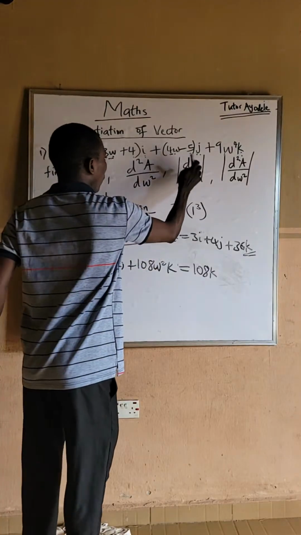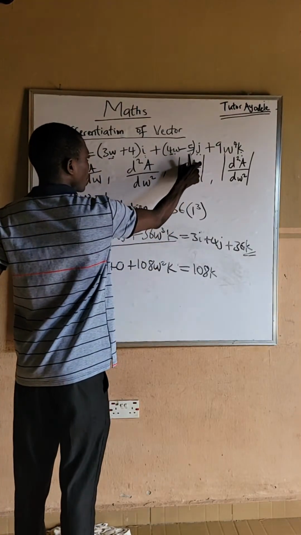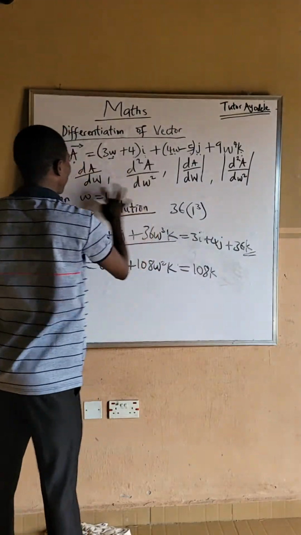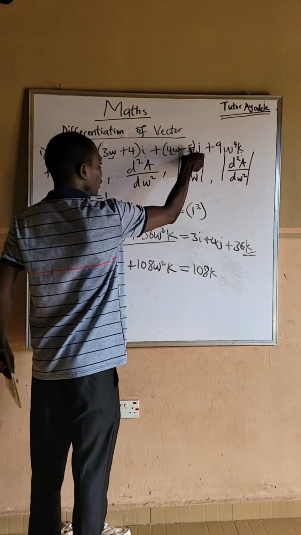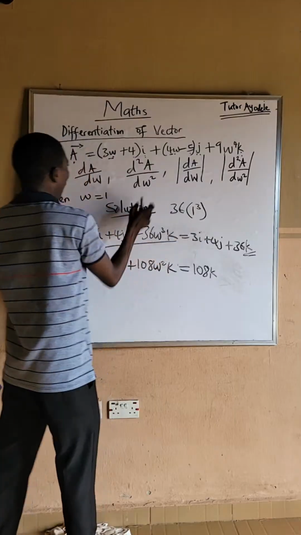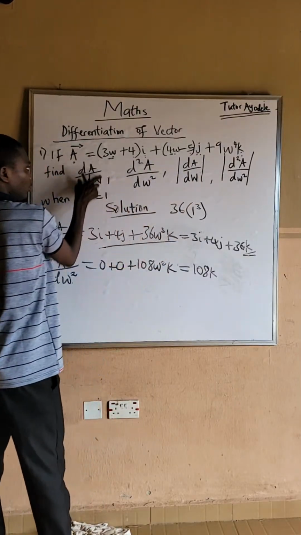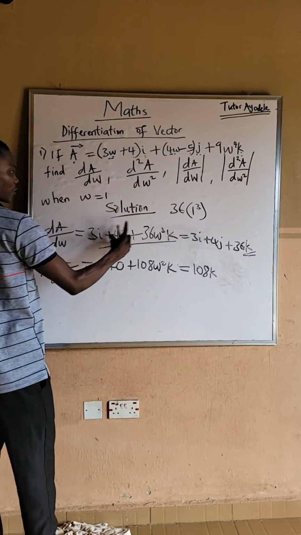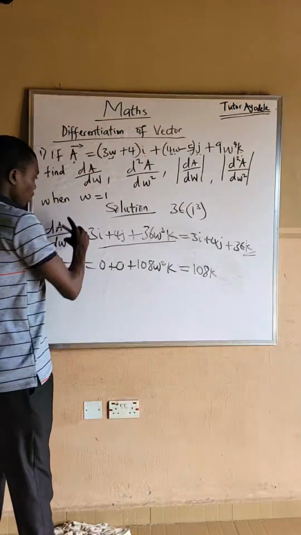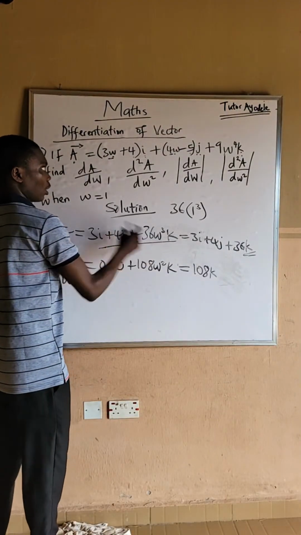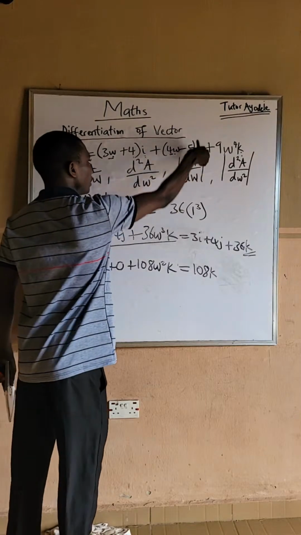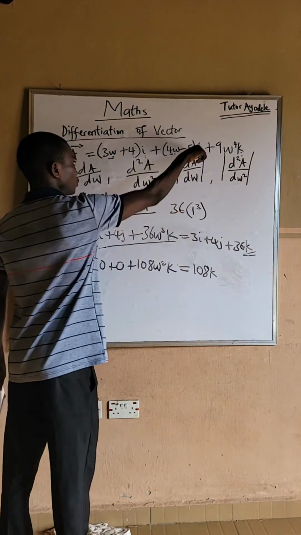So the first thing is, if you are given a question, let's assume you are not given this. First of all, you will differentiate A with respect to W. And you know that this A with respect to W, we have already done it here. You can see. And which was the first one? Happens to be the first one. Alright. So after getting that, you will then find the magnitude.